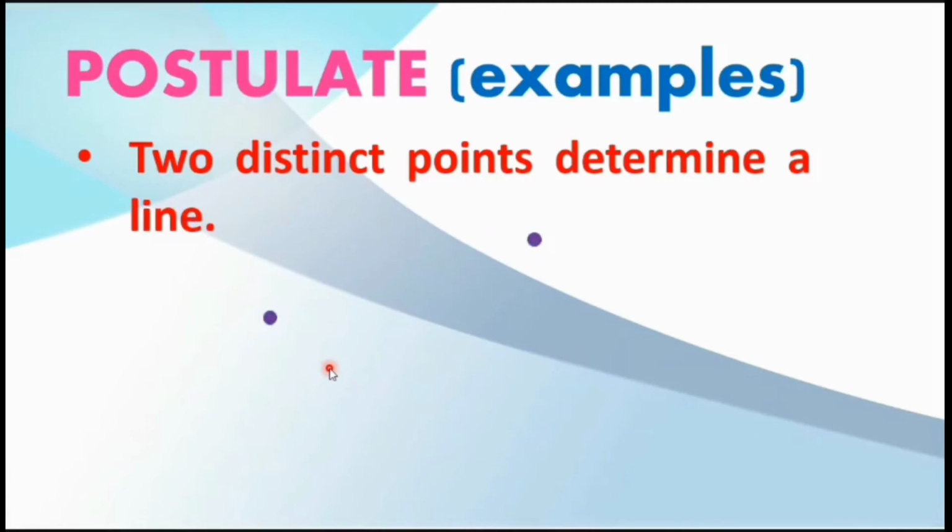Suppose we have 2 points here, and these 2 points here determines a line because the shortest path from this point to this point is actually a straight line. So this statement, two distinct points determine a line, is a postulate. It is not proven, but it is accepted to be true.